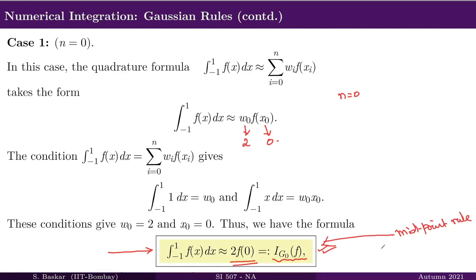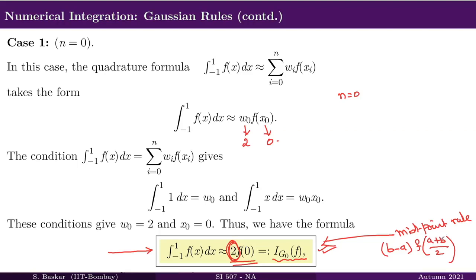If you recall, what is the midpoint rule? The midpoint rule is nothing but (b minus a) into f of (a plus b) by 2. That is the midpoint rule. Here b is 1, a is minus 1. Therefore, b minus a is 2.